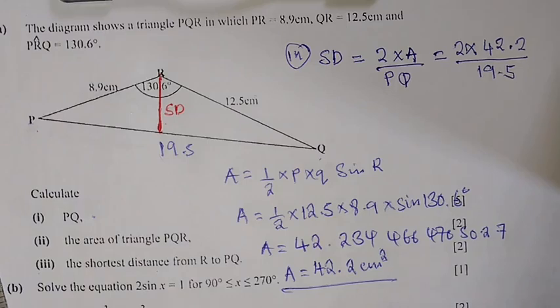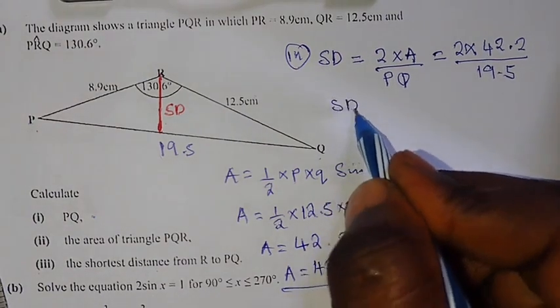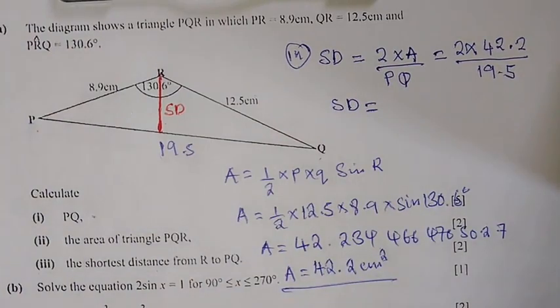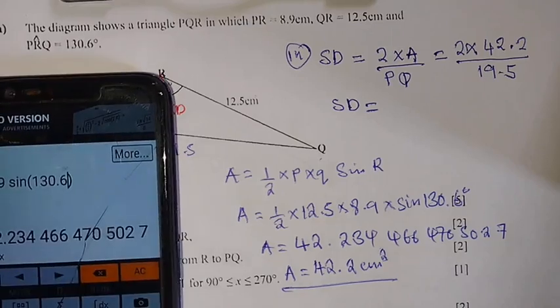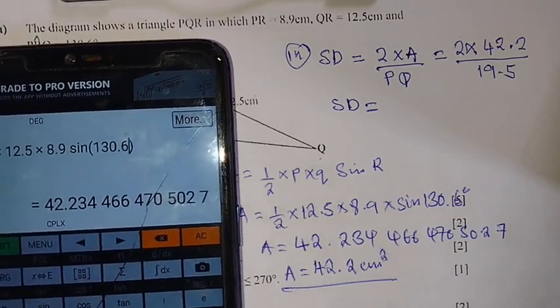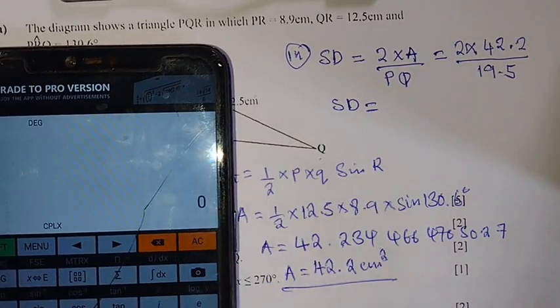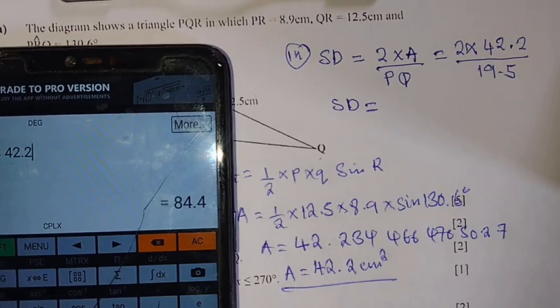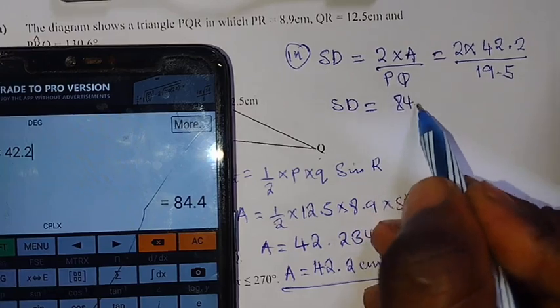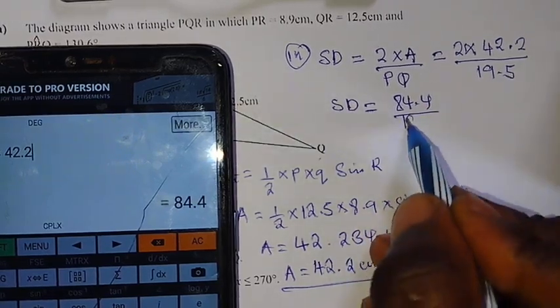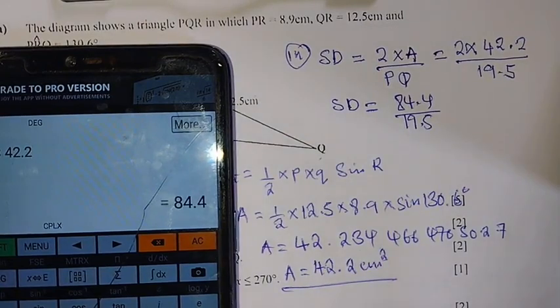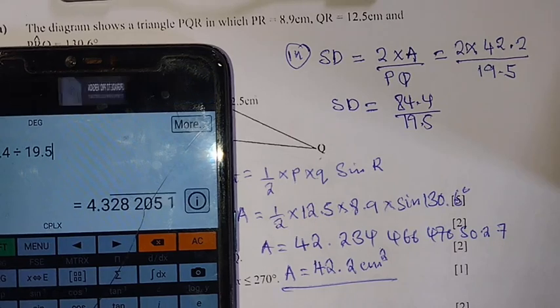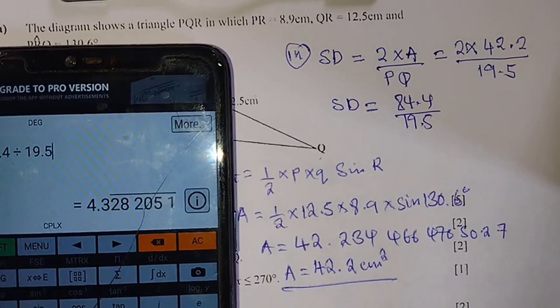Now from there, let us just say shortest distance is equal to, so we just need to multiply. And this multiplication, we are just multiplying, we say 2 times 42.2. So this one gives us 84.4 over 19.5. Then we divide by 19.5.